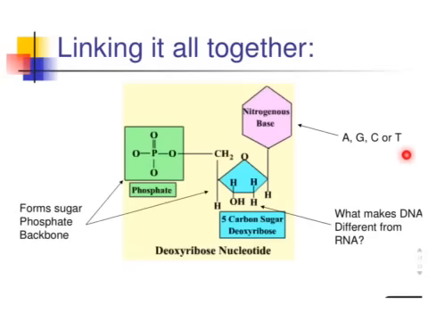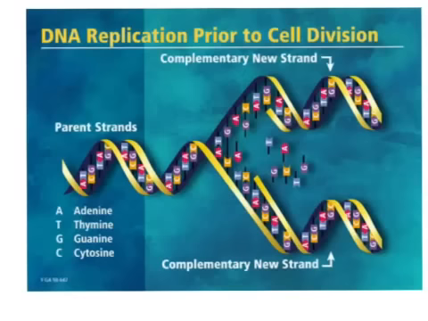You also have your nitrogenous bases. This is the only part that will be different in your DNA. You could have your A's, G's, C's, or T's.